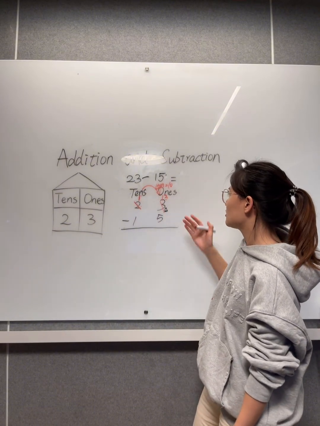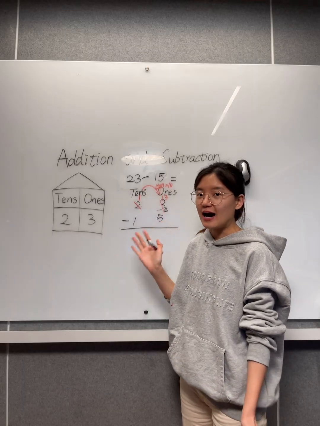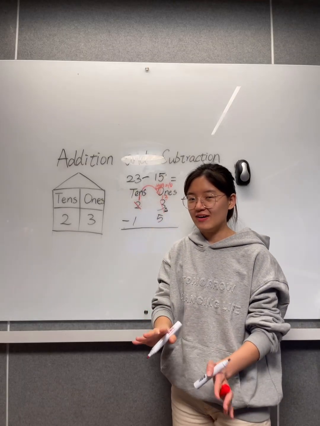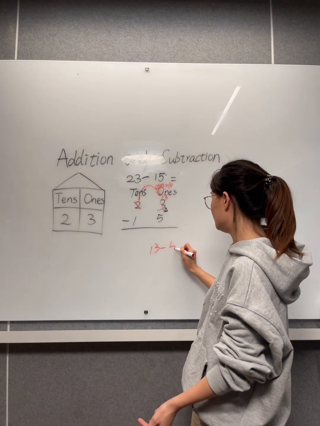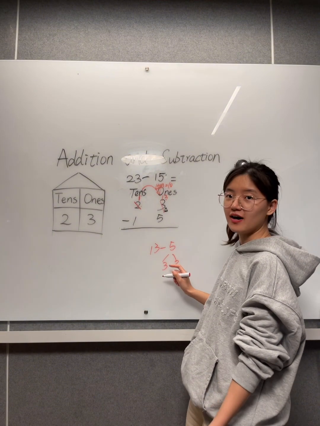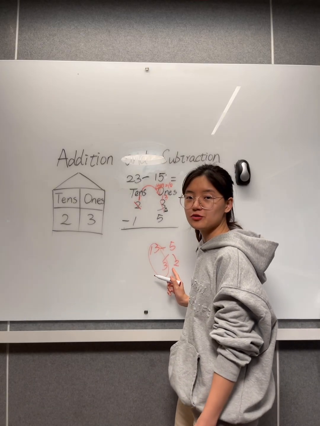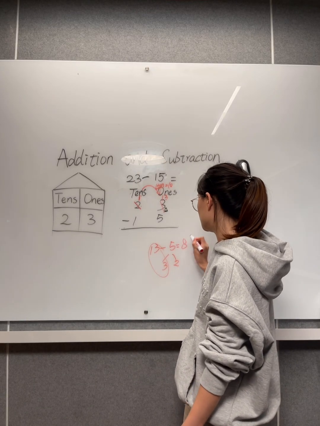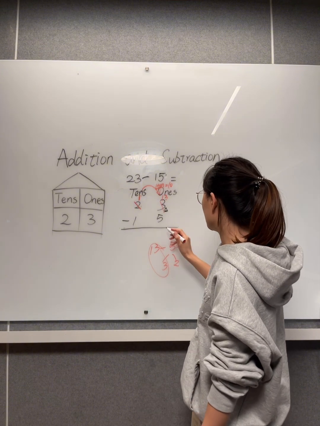And now for the ones column, basically we have a new question. 13 take away 5. How can we do it? Do you remember we have learned how to split the number, right? So 13 take away 5. You can take away 3 at first. Split number 5. 13 take away 3 will be 10. And 10 take away 2 will be 8. So it will be easier. And now we can write down 8 here.